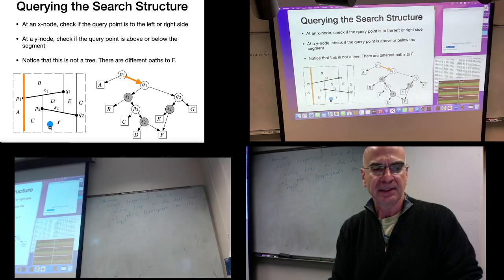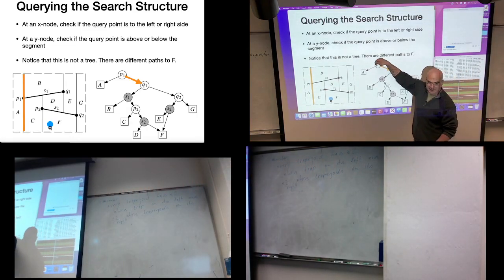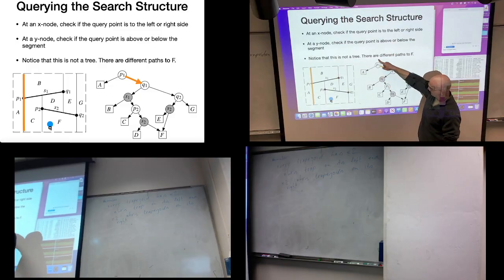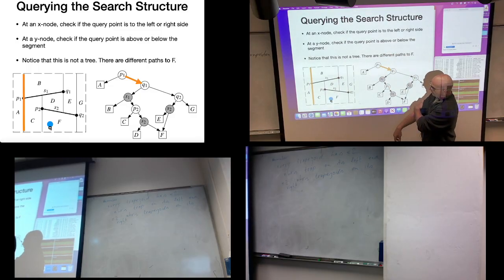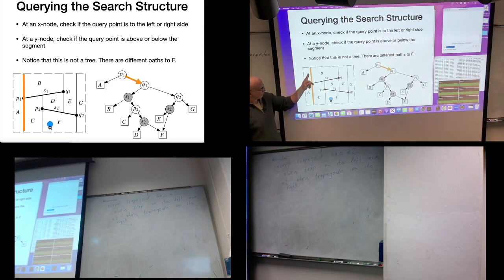Once we have this, we played with this example scenario. I'm giving you your query point. You are going into this data structure, which is not a tree, it's a DAG, directed acyclic graph. I mean, no cycles, directed, only going downward, connected. Start from the root. The root says my query point is to the right of P1.